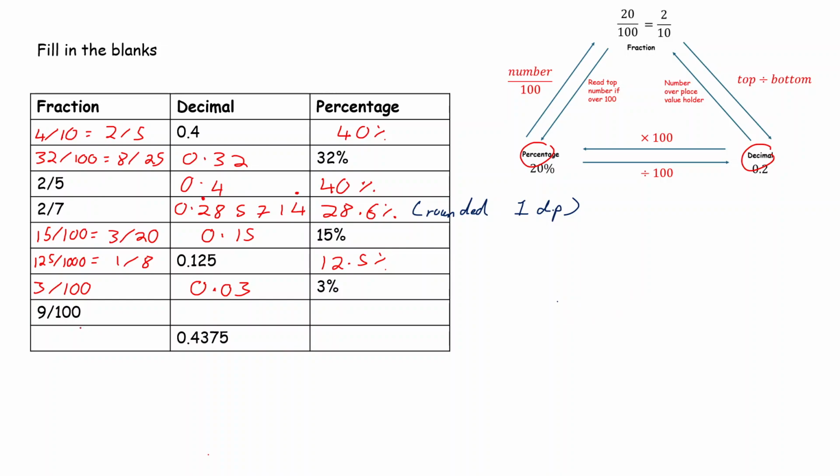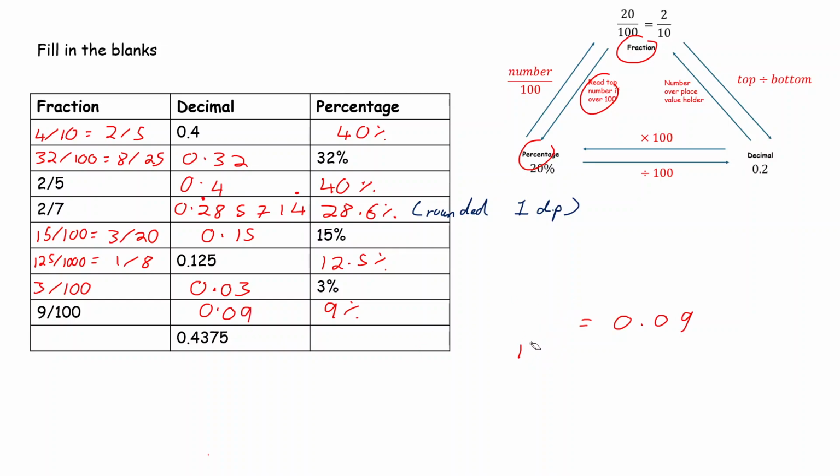We've got 9 out of 100. Okay, well, let's get this into a percentage. Nice and easy, because from a fraction to a percentage, you read the top number if it's over 100, which it is. Okay, we've got 9 over 100. So it's going to be 9%. So 9% goes in there. And then percentage to decimal, we can divide by 100. So we just do 9 divided by 100. Okay, which again is just going to be 0.09. So 0.09 can go in there.